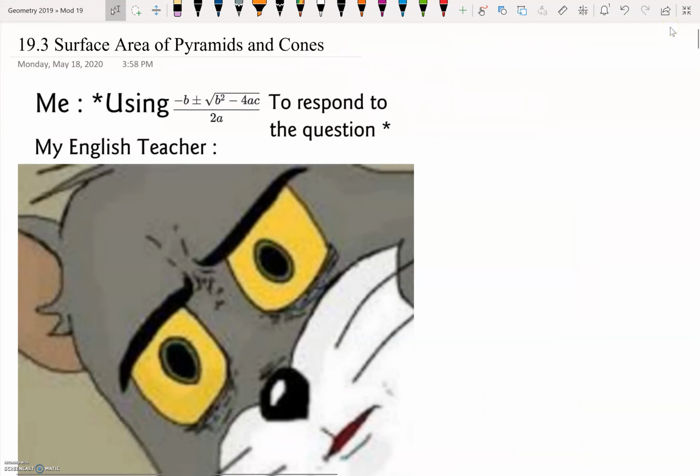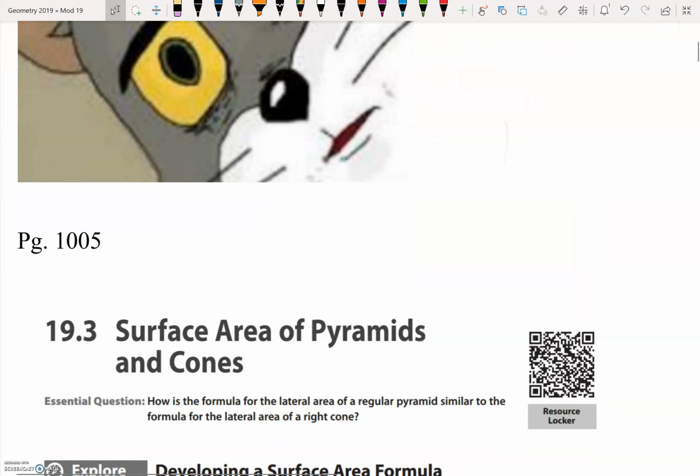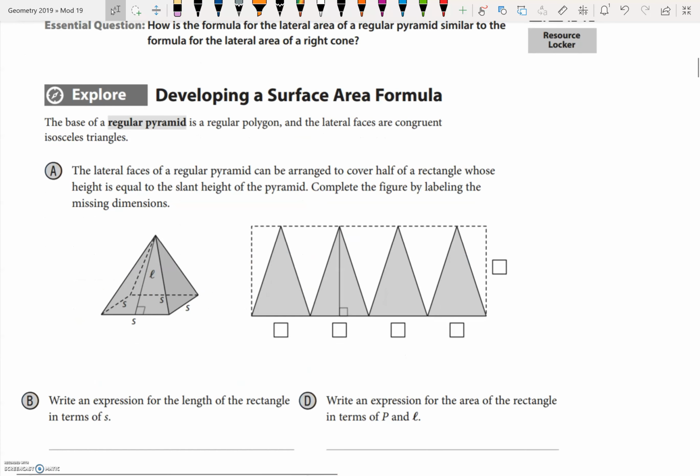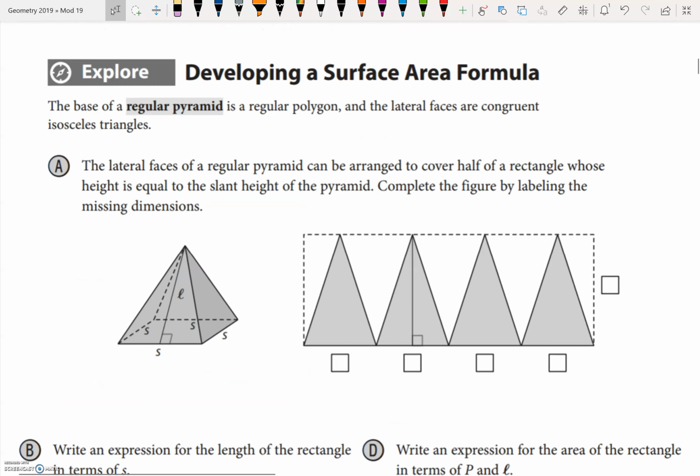Okay, the next section we're going to do is the surface area of pyramids and cones. In order to show where the surface area of a pyramid comes from, you can take a pyramid and unwrap it. And it looks like this pyramid has a square base. We're going to ignore that for a second, and then we're going to take all of the triangles.